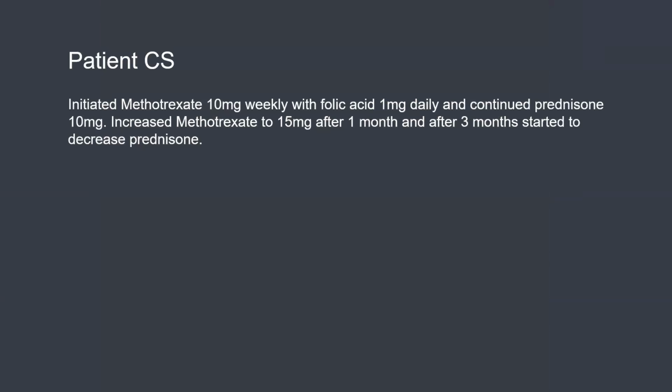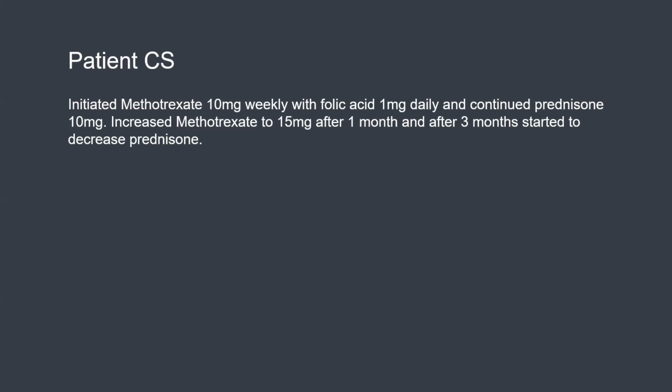So when I had seen him, we initiated methotrexate, starting at 10 milligrams weekly, and always starting on folic acid. We continued the prednisone 10 milligrams since he was still symptomatic. I wanted to make sure he was tolerating the methotrexate. So we'll follow LFTs and renal function monthly for at least the first 3 months.